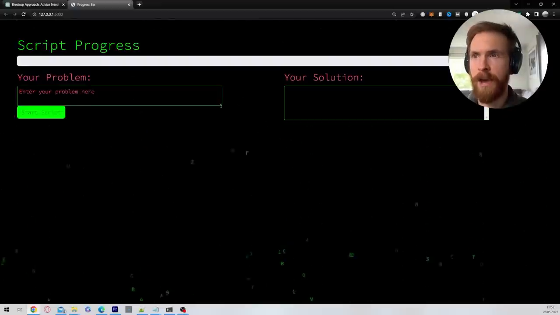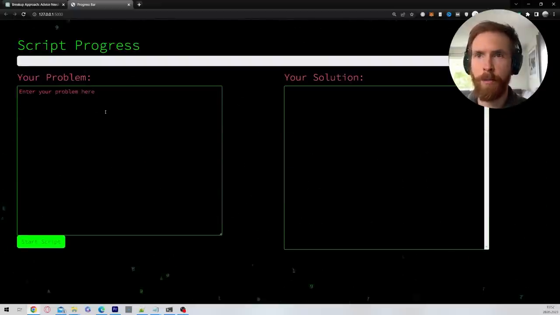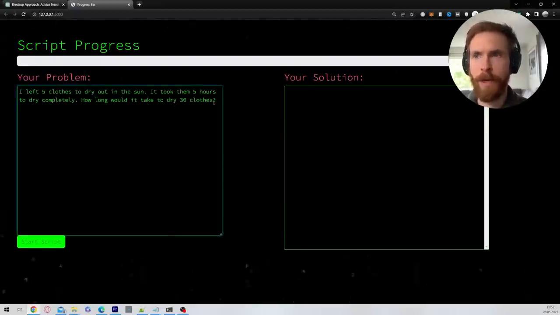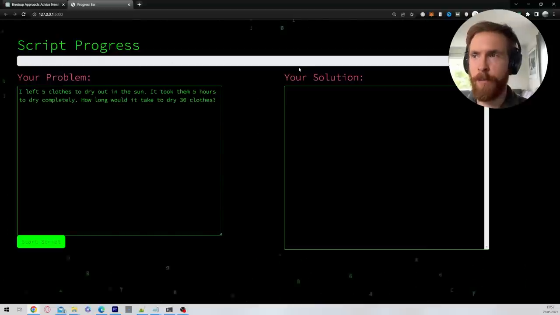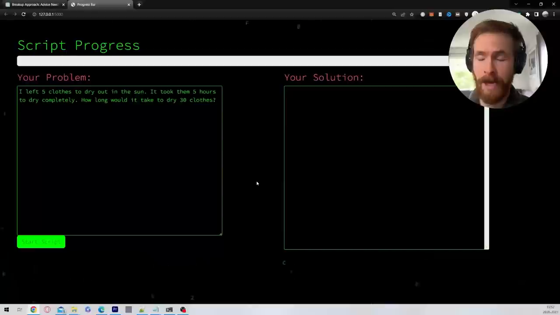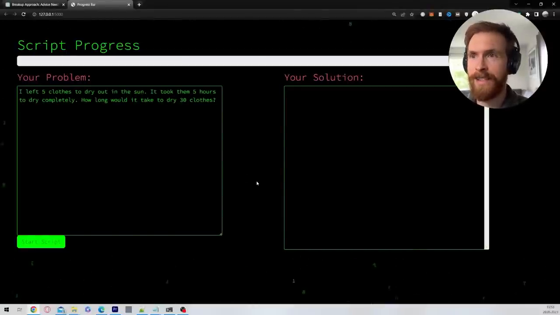So you can see we have a box here where we can put in our problem. So I can paste in the problem here, right? This is the clothes problem. And when this runs now, so I'm going to start the script now, it is going to fill up the bar. And when the bar has come all the way over here, we should get our solution. I'm just going to let this run out. You can watch the progress bar and let's see if we can get something other than 30 hours.